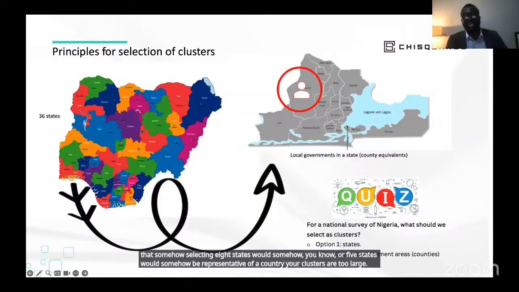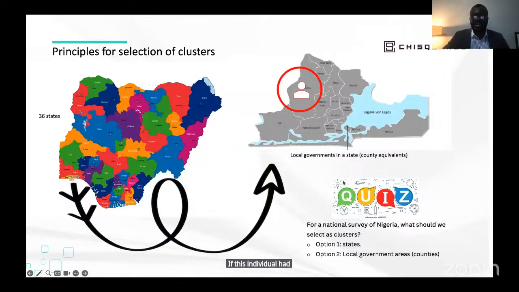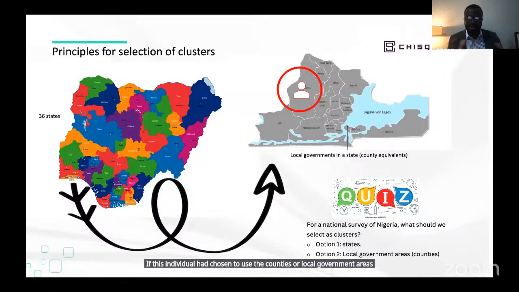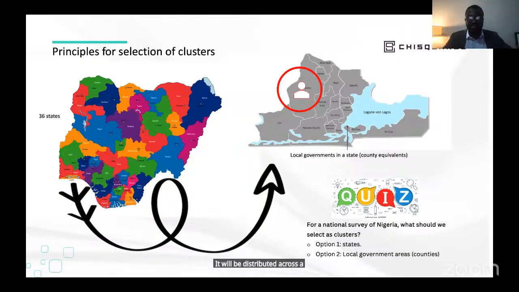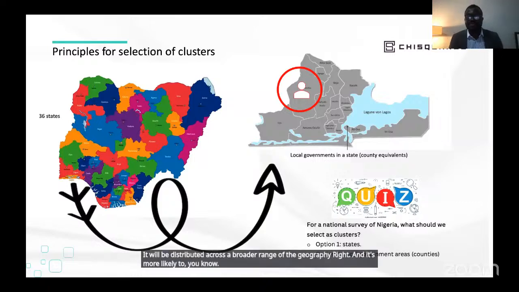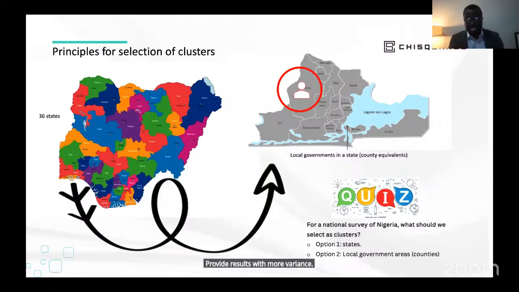If this individual had chosen to use the counties or the local government areas, even if their sample size was 1,000 people, it would be distributed across a broader range of the geography, right? And it's more likely to provide results with more variance. The reason, again, here is that we want variance.